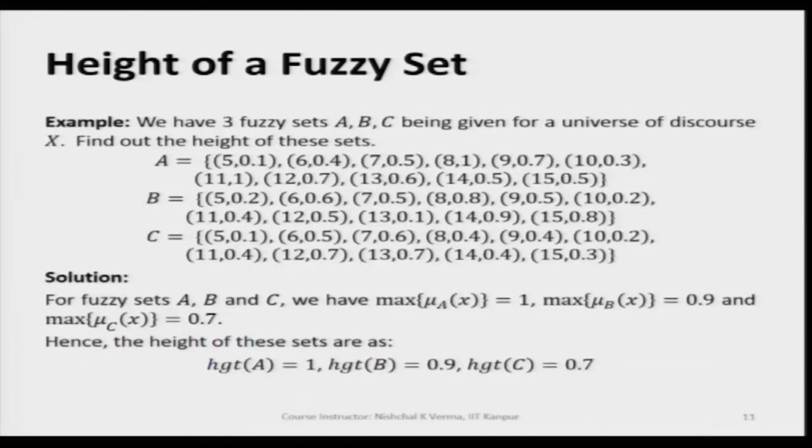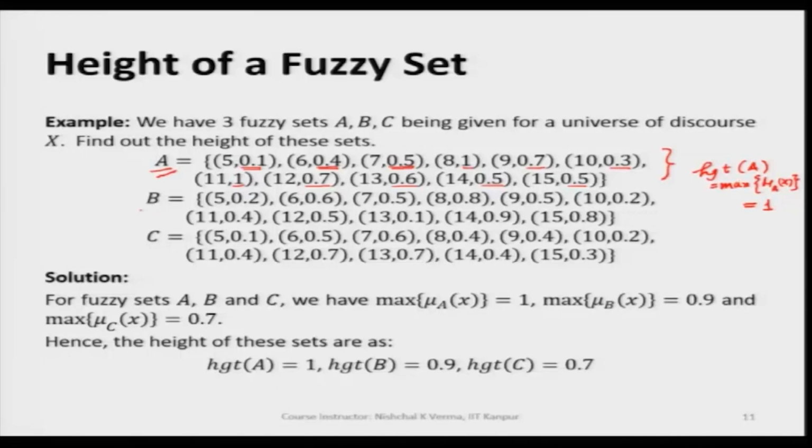A discrete fuzzy set can be understood by this example. So, this is fuzzy set A. If we look at all the membership values here, and if we collect these values and take the max of mu A of x, this will be equal to 1 for the fuzzy set A. So, the height of the fuzzy set, which we can write as hgt of A, will be 1.